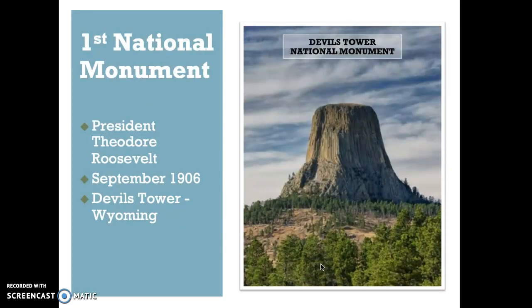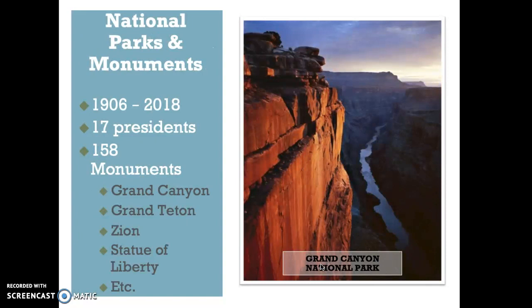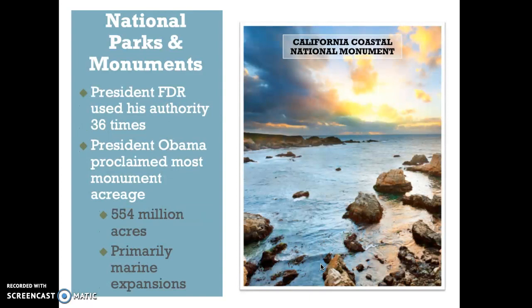In the same year, President Roosevelt created the first national monument, called Devils Tower, in Wyoming. Then, from 1906 to 2018, between 17 presidents, 158 monuments have been created and or extended, monuments such as the Grand Canyon or Grand Teton and so on. Interestingly, FDR used his authority the most, using it a whopping 36 times, while recent President Obama proclaimed the greatest amount of acreage while in office, nearly 554 million acres, most of which were primarily marine expansion monuments.